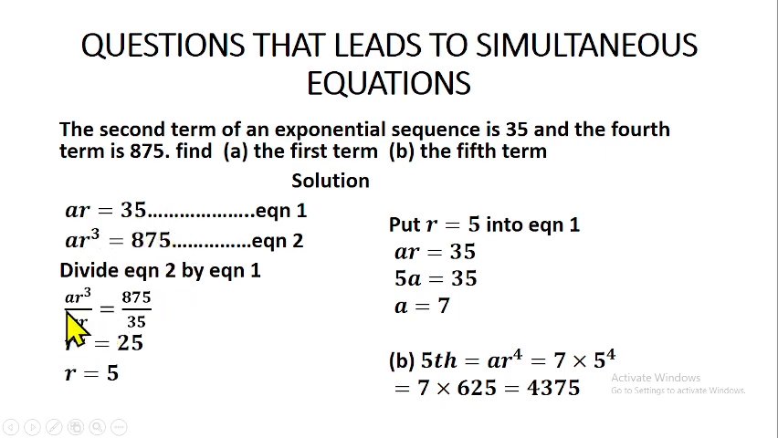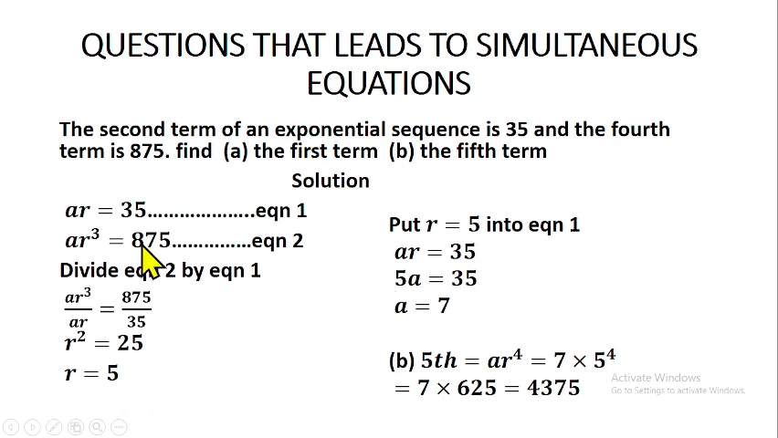Divide this side by this, then this by this. So A will cancel A. R cubed divided by R, we are left with R squared. Then 35 in 875 gives us 25. So we are left with R squared equals 25. You can find the square root of both sides. R will be equal to 5. So that means the constant ratio is 5.